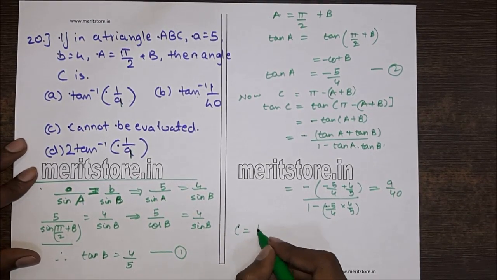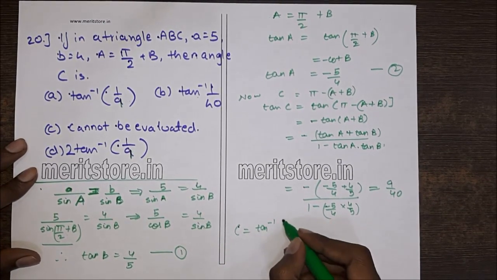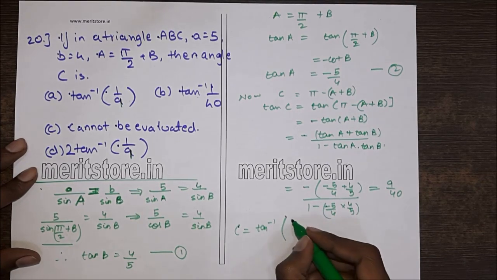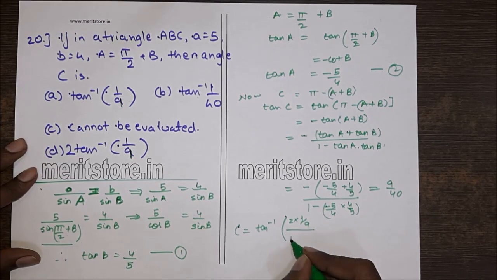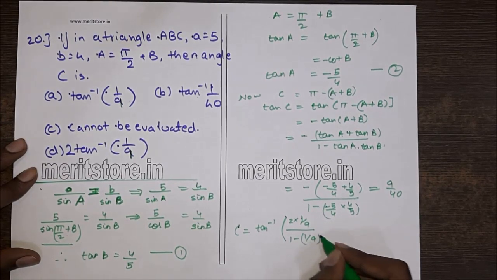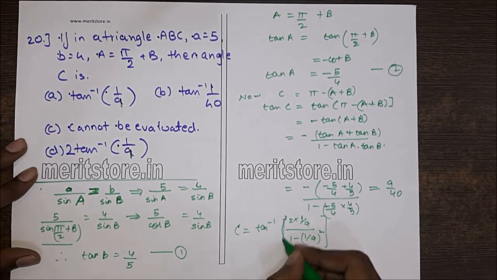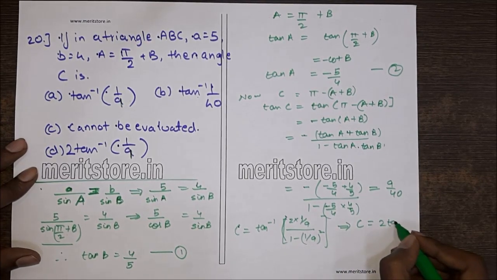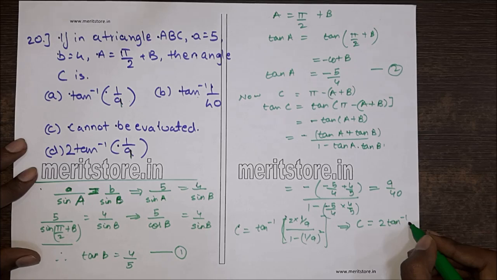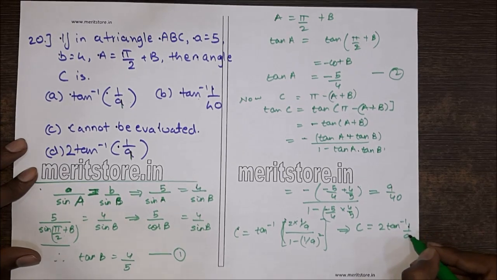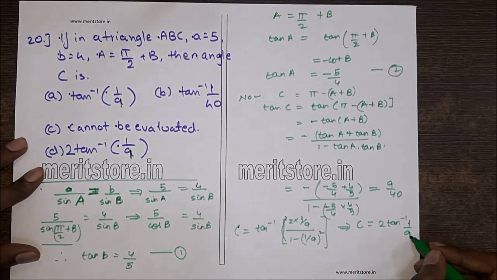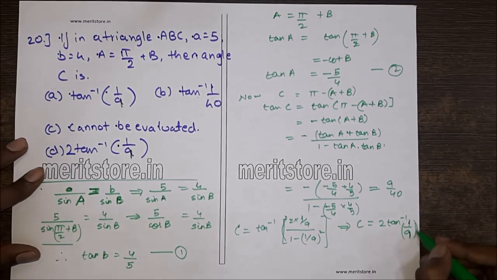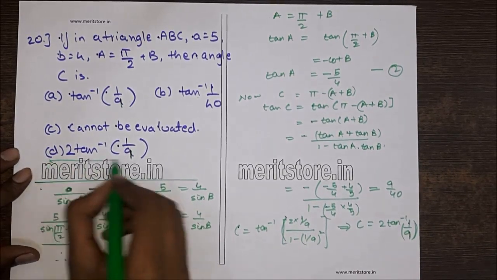So C is tan inverse of 2 into 1 by 9 upon 1 minus 1 by 9 the whole square. That is, C is equal to 2 tan inverse of 1 by 9, which is option D.